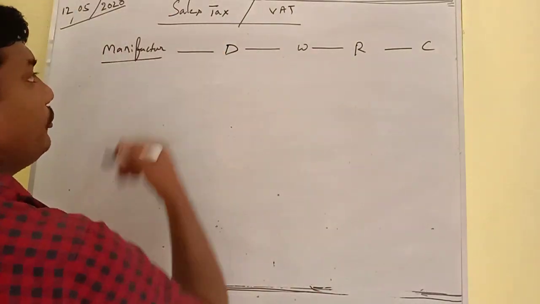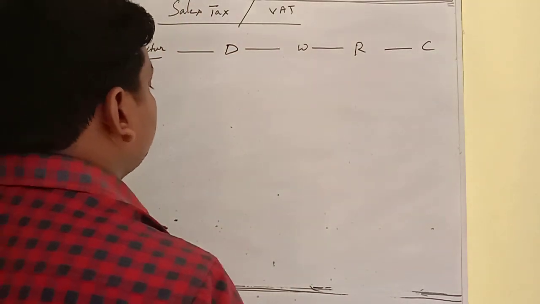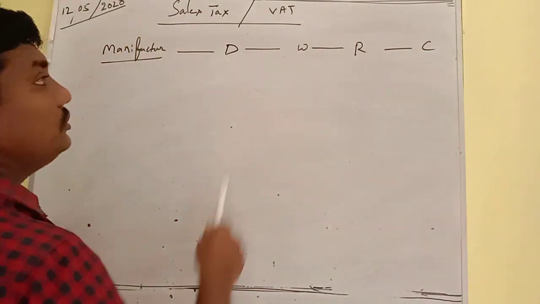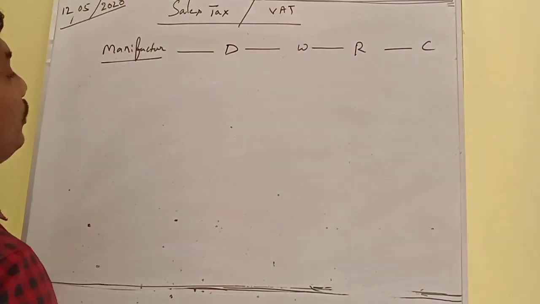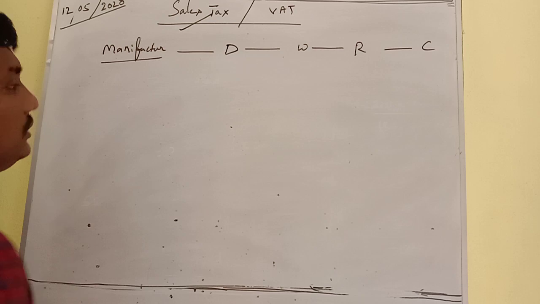In every step we are going to calculate sales tax, and we are going to pay sales tax to the state government, and this VAT also we are going to pay to the state government. Let us see how it will go on. Now first we are going to consider the sales tax.